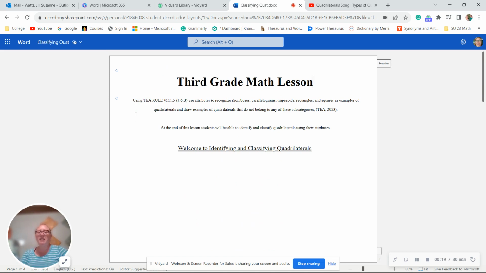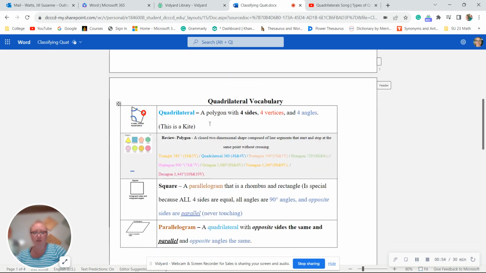So we're going to be teaching the lesson using the TEKS rule 111.5, and this is 3.6B. So this says use attributes to recognize rhombus, parallelograms, trapezoids, rectangles, and squares as examples of quadrilaterals, and draw examples of quadrilaterals that do not belong in any of these subcategories. At the end of this lesson, students, my husband, will be able to identify and classify quadrilaterals using their attributes. So, welcome to identifying and classifying quadrilaterals.